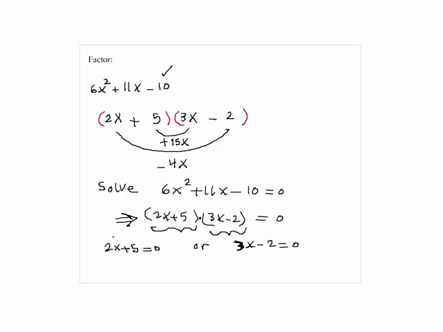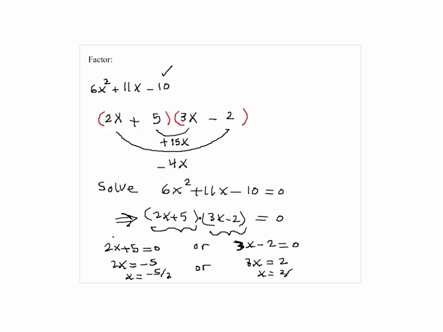So that should be 2x is equal to -5, right? You subtract 5 from both sides, so x is equal to -5/2, or 3x is equal to 2, so x is equal to 2/3. Do you follow that? Yes.